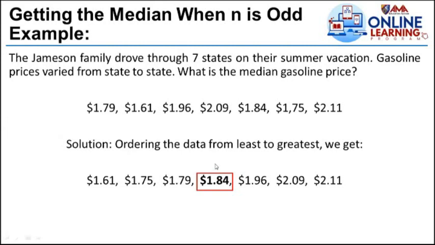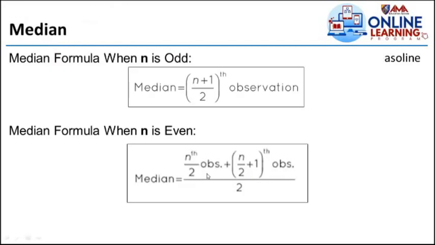Solution. Ordering the data from least to greatest, we get? So what we will do is arrange it: 1, 2, 3, 4, 5, 6, 7, from lowest to highest. Then after that, using the formula, since we have an odd number, 7, we use 7 plus 1 is 8 divided by 2.